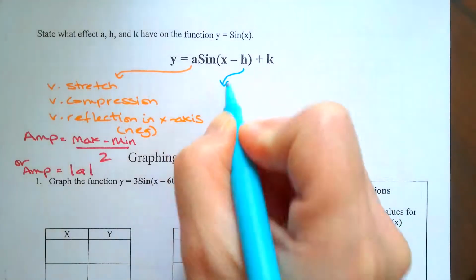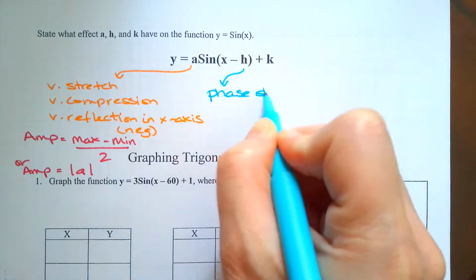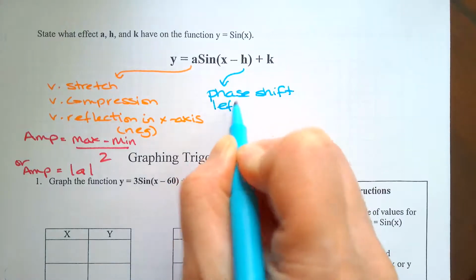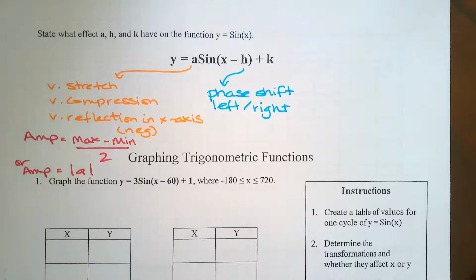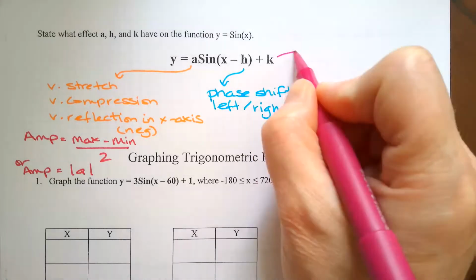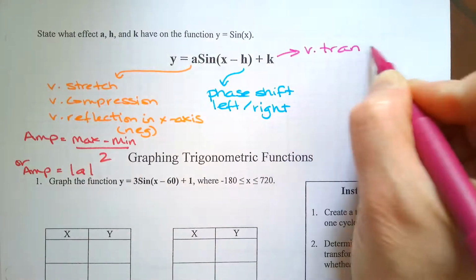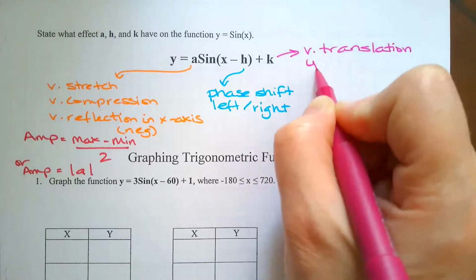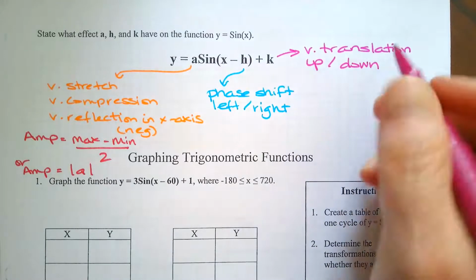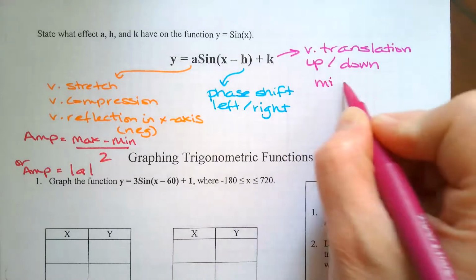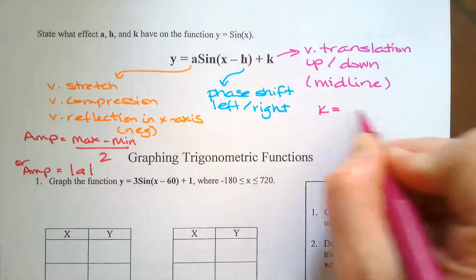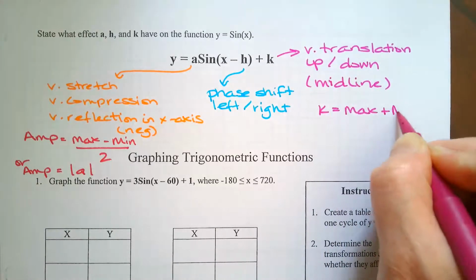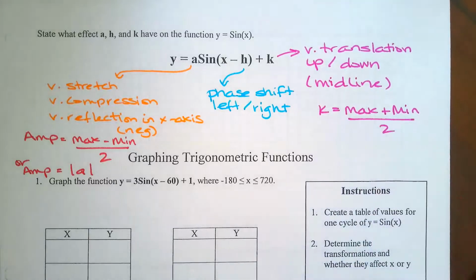H is known as our phase shift, and that goes left or right. K is our vertical translation, up and down, and it is also the midline. I can find the midline, if I don't know it, by doing the max plus the min off a graph and dividing by 2.